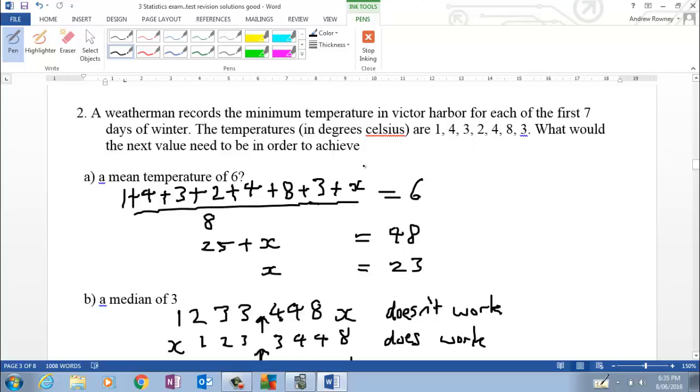Okay, question 2. We've got temperatures for the first 7 days, and we have to work out what the next day's temperature has to be in order to get a mean of 6. Well, the mean is equal to the sum of the numbers divided by the number of numbers. So if we put all that in there, with the last number being our unknown, which is x, our eighth day, and divide by 8, then that all has to equal 6. Now if we add up those numbers, it's 25, plus x. We times by 8 over to the other side, so that's 48, subtract 25, so x, our 8th day value, has to be 23 degrees.